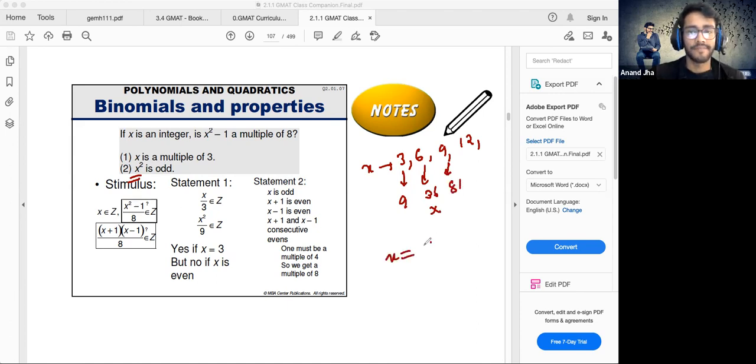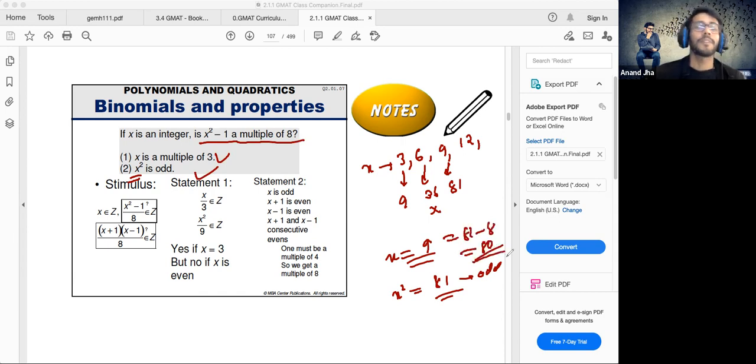Suppose I choose x as 9. Okay, multiple of 3. X square is 81, odd. Well and good, both conditions are satisfied. Check: x is an integer, 9 is an integer. Is x square minus 1 a multiple of 8? 9 times 9 is 81, minus 1 is 80. Yes, it turned out to be a multiple.